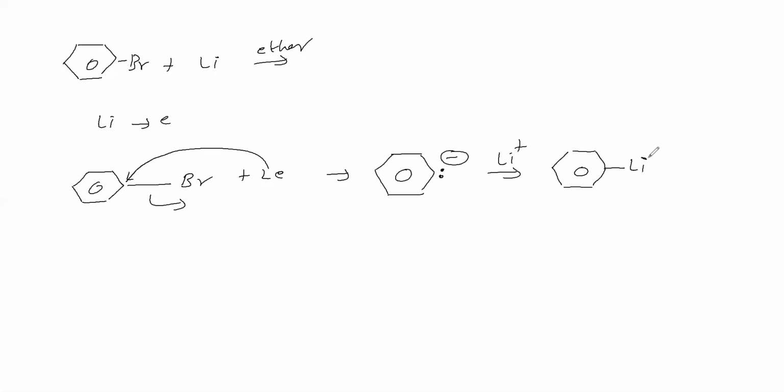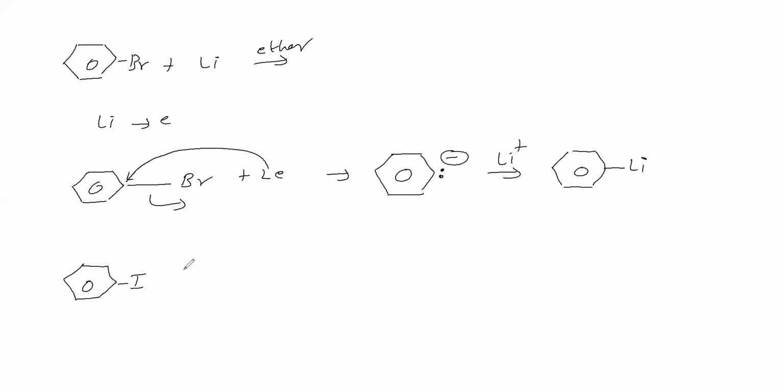Lithium is making a bond. Now, when a metal is making a bond with the carbon of an organic group, then that compound is an organometallic compound. So organometallic compound means the metal is making a bond with the carbon of an organic group. This is an organometallic compound we can say. Even Grignard reagent is also an organometallic compound.